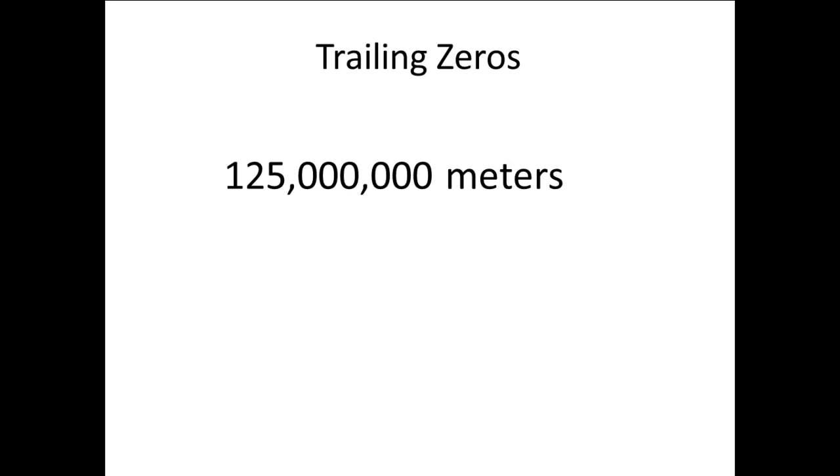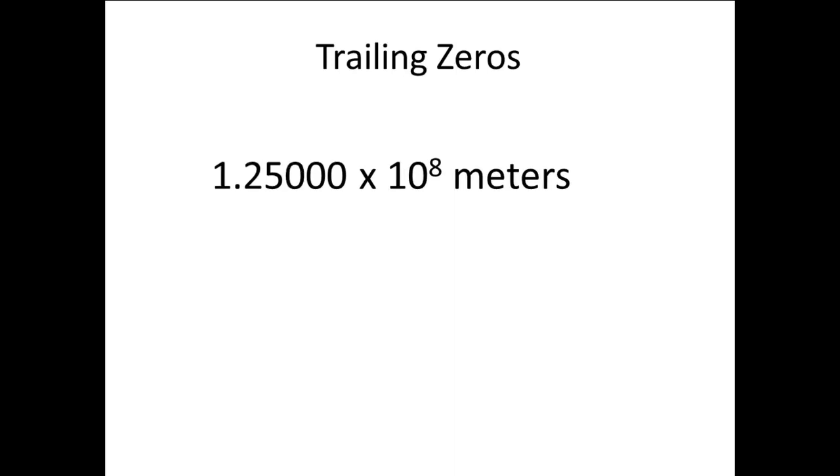If none of them were sig figs, we would write 1.25 times 10 to the 8th meters. If the number were good to the nearest 1,000 meters, we would write it as 1.25000 times 10 to the 8th meters.